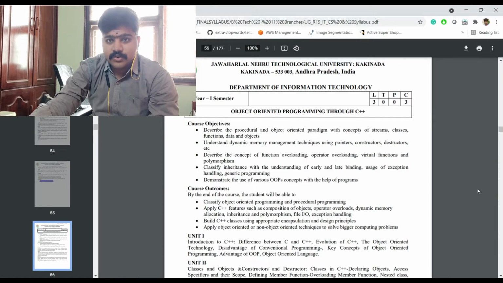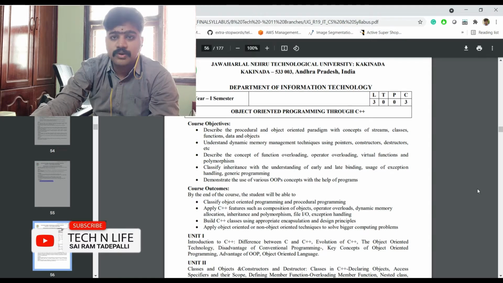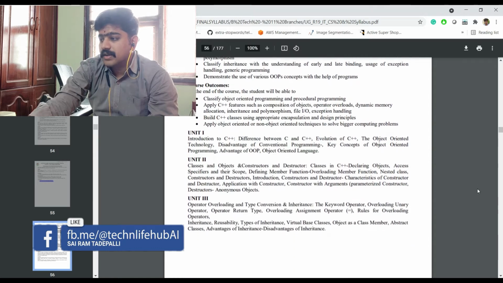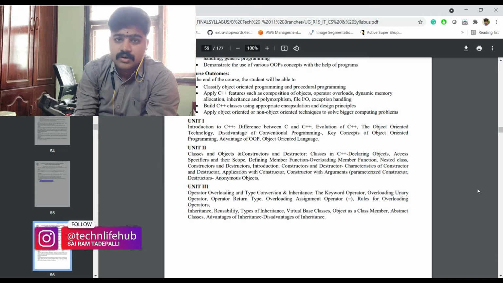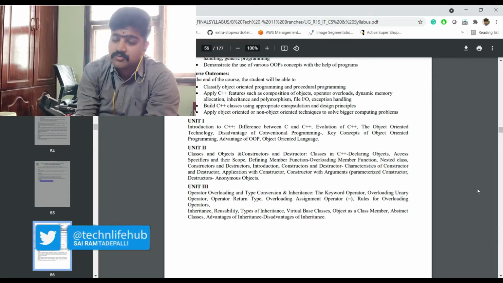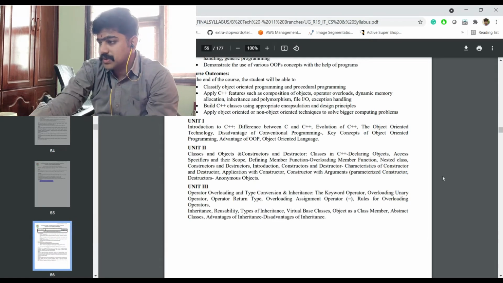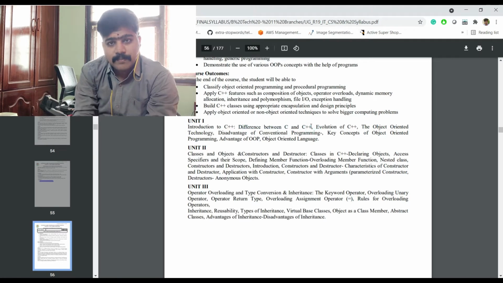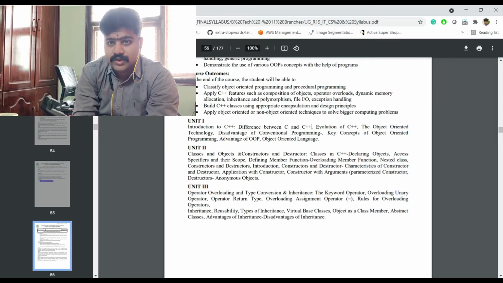So this is the object-oriented programming through C++ subject syllabus for R19 regulation for information technology, and this is also common for computer science students. Let's check what is there in unit 1. In every subject, unit 1 describes the introduction to the core components of the subject. So here also: introduction to C++ and the difference between C and C++. What is the basic difference between C and C++? One is object based and one is object oriented programming.